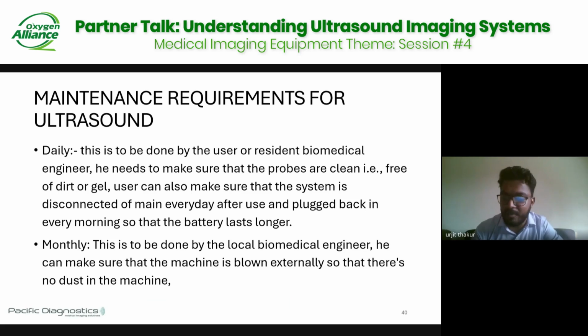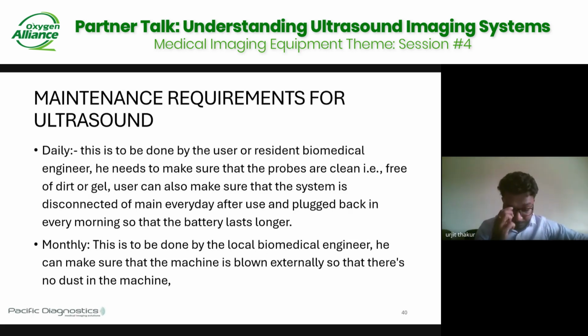Now, as I was saying, as fellow biomedical engineers, maintenance is the most important part of any equipment that we handle and install. So this will be basically what maintenance requirements are there for an ultrasound. So I have broken this down into 3 things, that is daily, monthly, and yearly. So if we maintain the equipment, by default, the machine will last longer. So less breakdowns and better service for the customer.